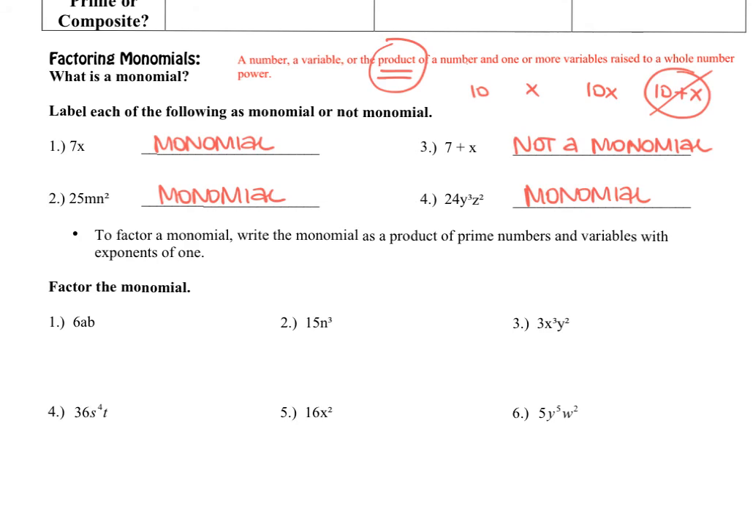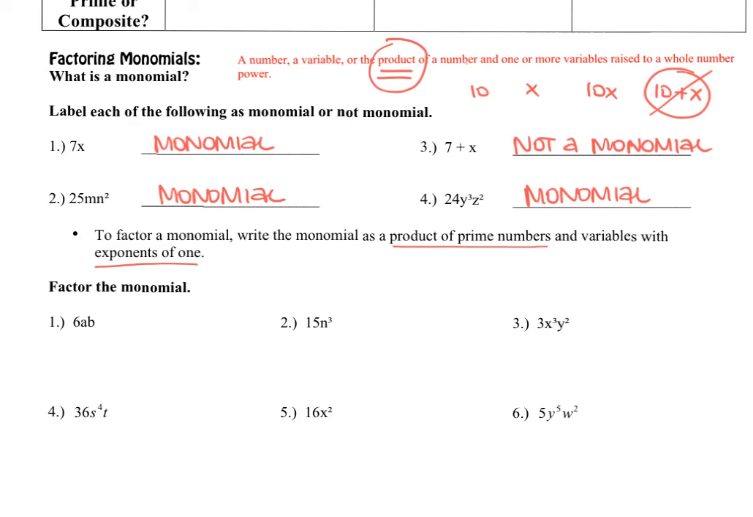And now what we're going to do is we're going to factor monomials. Well, to factor something means to break it into its pieces. Okay, when we did the prime factorization, we were breaking it into its prime pieces. When we're factoring a monomial, we need to break it into all of the pieces that make it up. So if there's a number, you are going to write that number as the product of its primes. In other words, its prime factorization. And then the variables should be written with an exponent of 1. In other words, broken into all of its pieces.